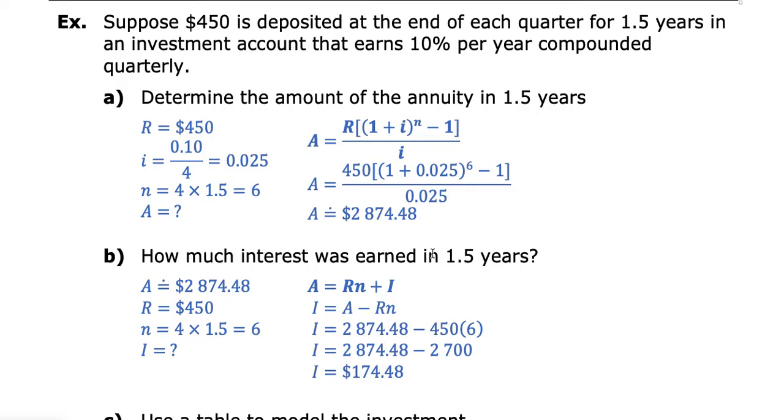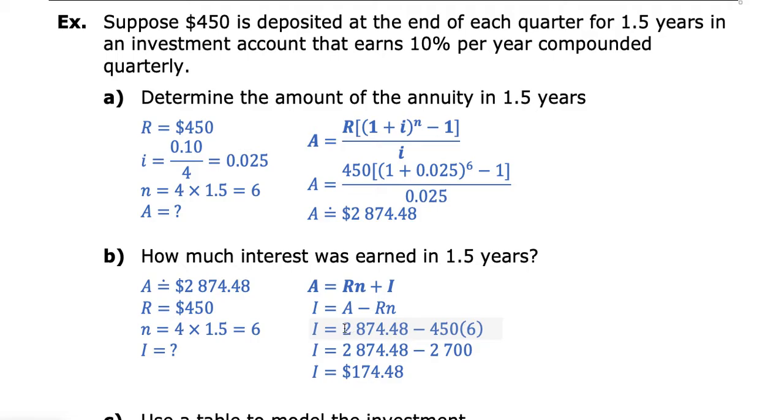Next question asks, how much interest was earned in 1.5 years? So we have our amount, we have our regular deposit, the number of compounding periods, but we don't know our interest, how much interest was earned. So rearranging this formula for the amount, for I, subtracting Rn from both sides, we end up with the amount minus the sum of our regular payments. Remember, R times N, the regular payment times N, the number of times that we make that regular payment, that's all of our money. So the amount that's in the account, whatever's left over, the difference between the amount that's in the account and what we've contributed is what is interest.